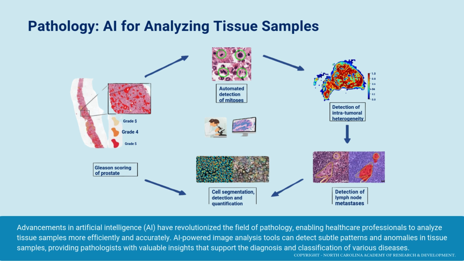But it doesn't stop there. AI can automatically detect mitoses, those rapidly dividing cells that indicate tumor activity. It can even map out intratumoral heterogeneity, showing how different regions of a tumor behave. Need help with cell segmentation or counting? AI tools can isolate individual cells, detect abnormalities, and give you precise quantification. This level of detail helps pathologists make sharper, more confident decisions.